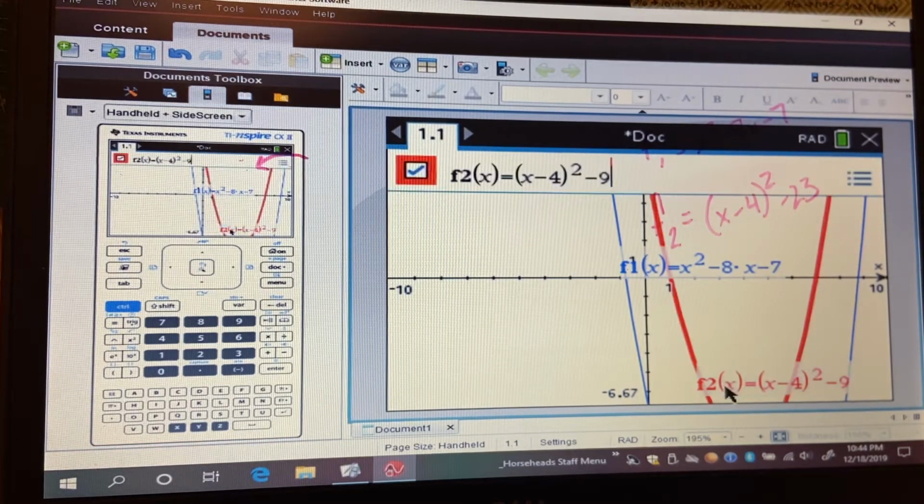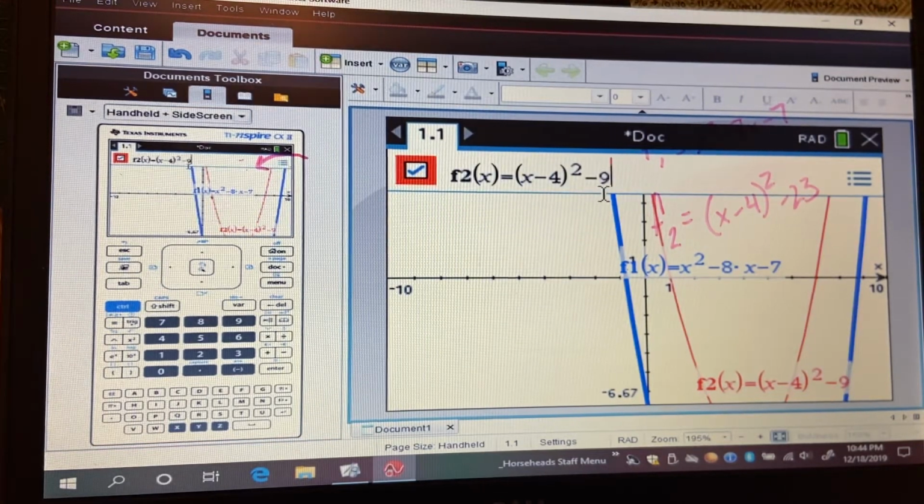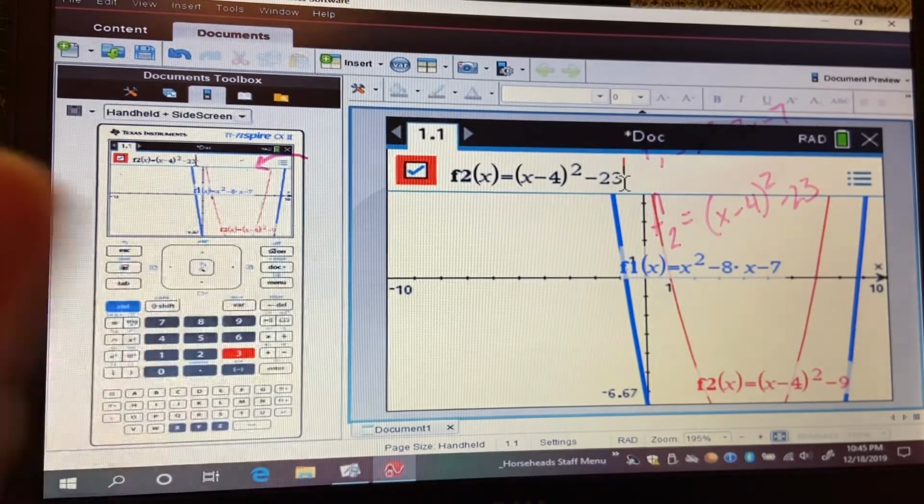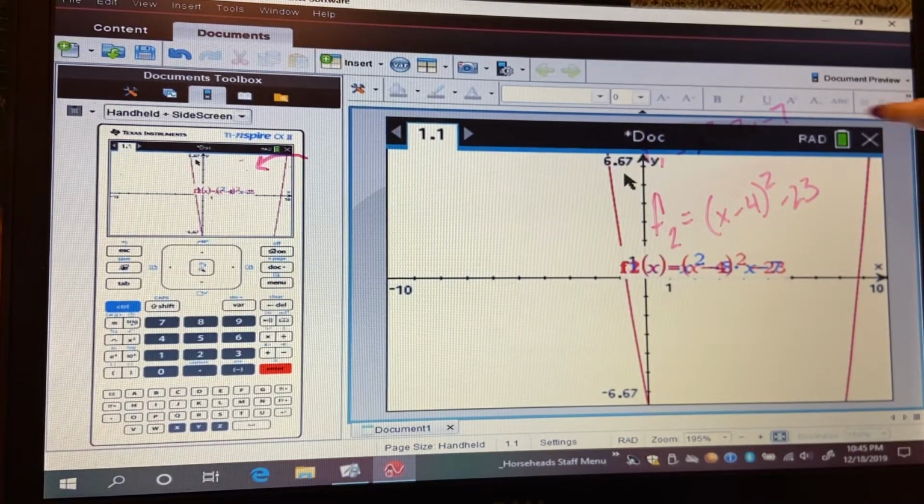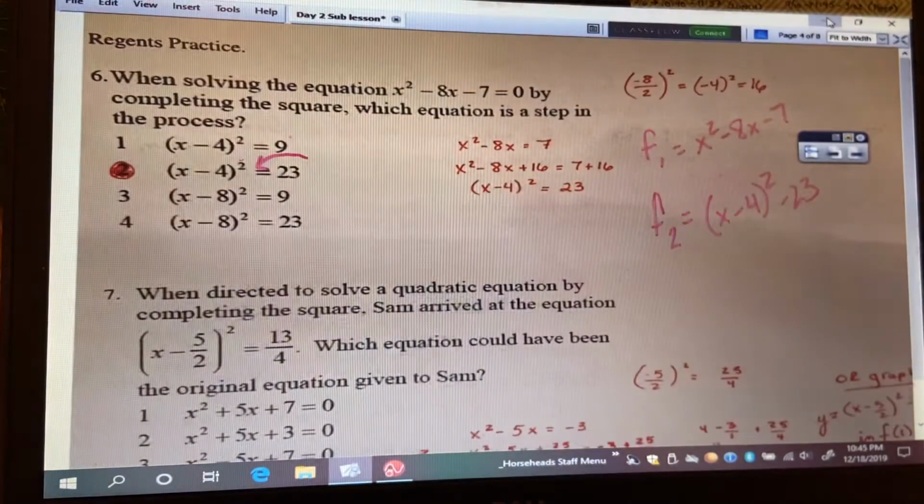Oops. So what is it, minus 23? Yeah, it's written right there, silly me. I enter. Oh, look at that. Well, it's right on top of it. So therefore, that is the multiple choice that works.